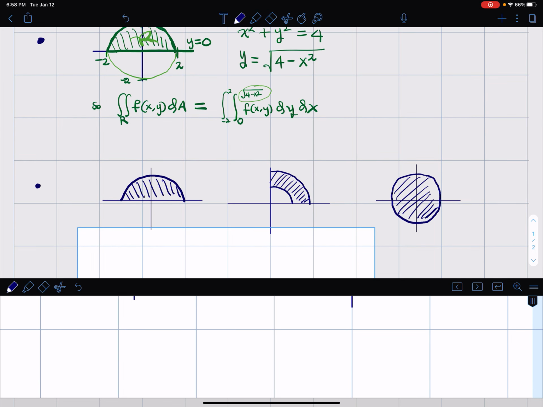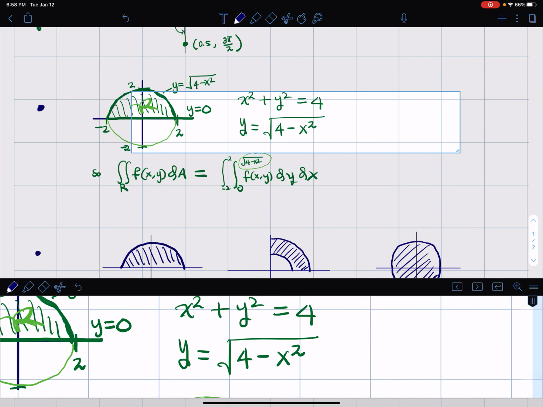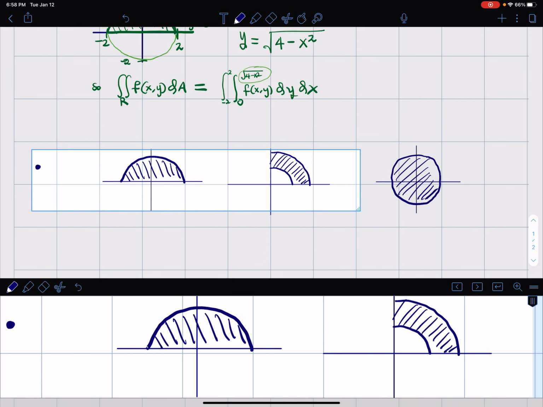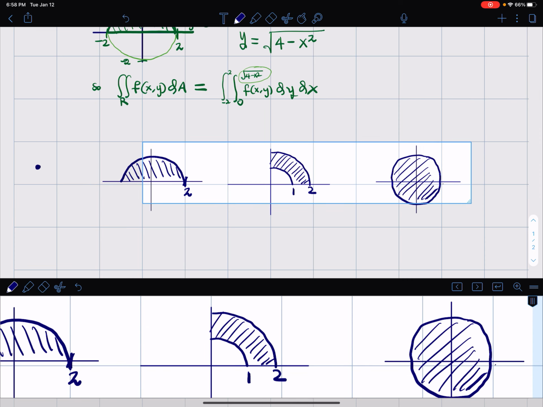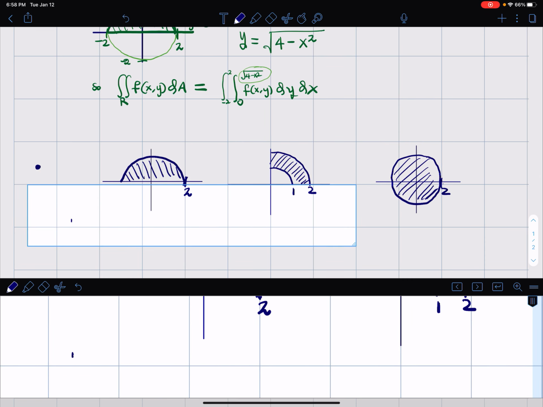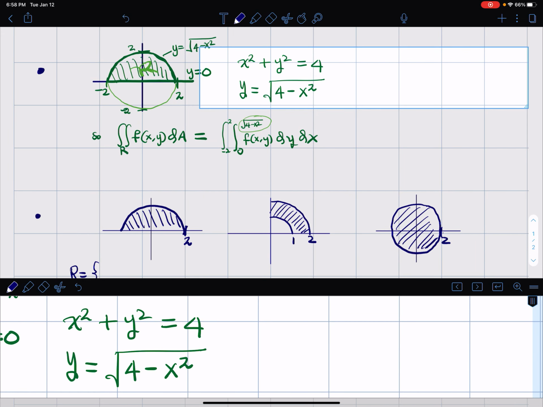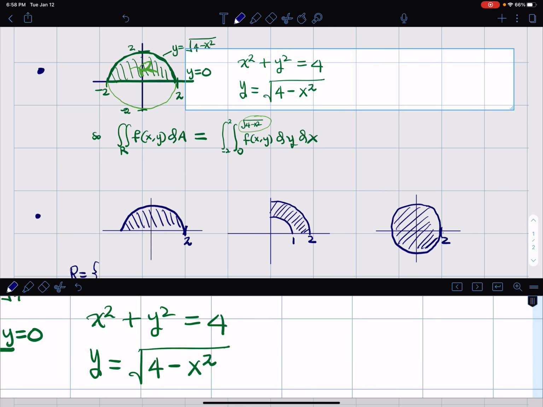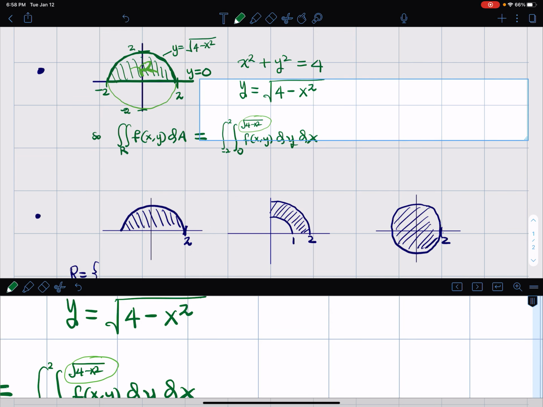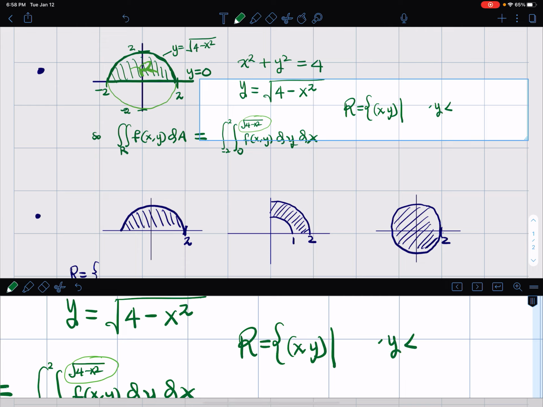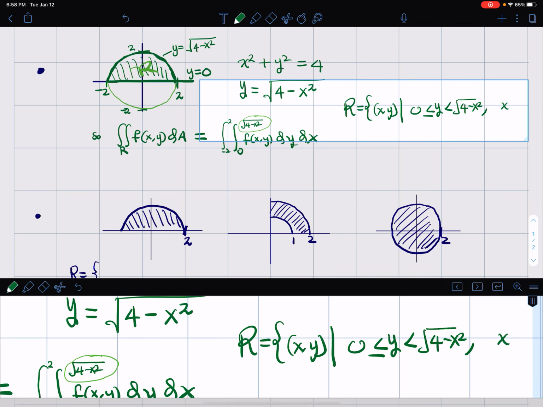So instead of doing all the exercise we did here in order to describe these regions, if we know their radius, so for instance, let's assume this is 2, and this is 2 and this is 1 here, and this is also 2. Okay? First of all, let's describe the green region. It's R equals x, y, such that y is between 0 and square root of 4 minus x squared, and then x is between -2 and 2, okay?